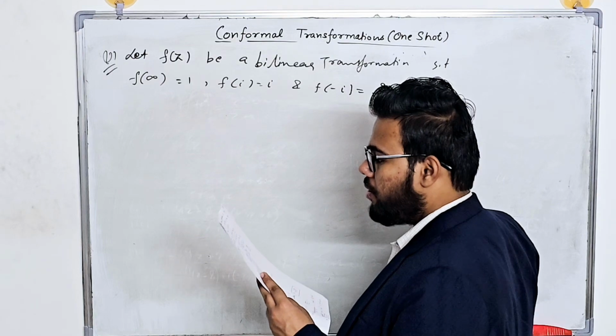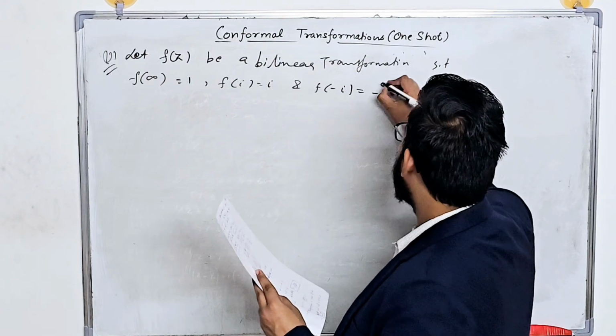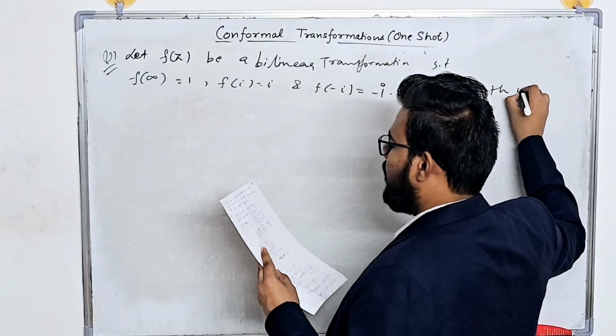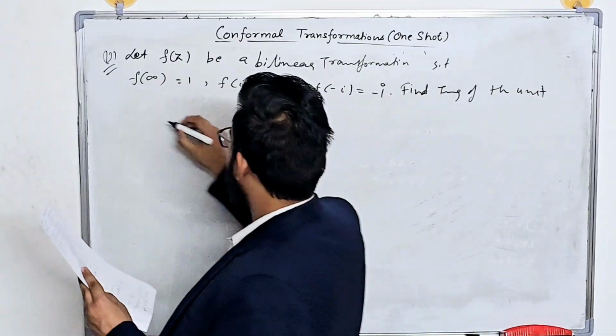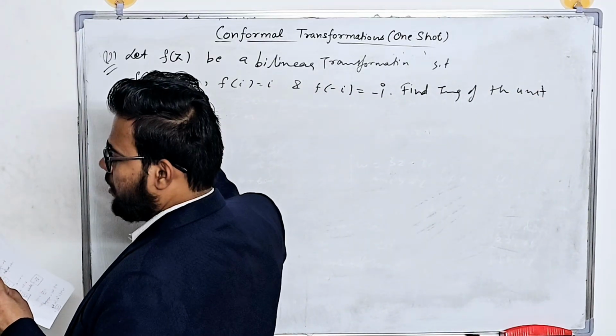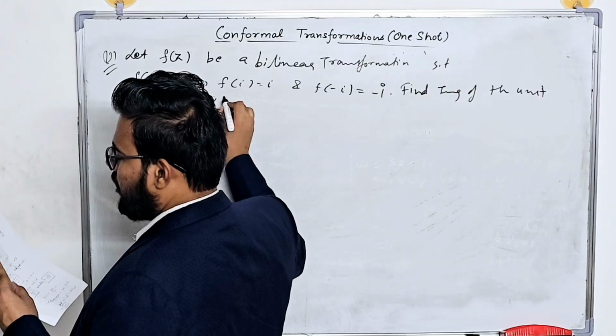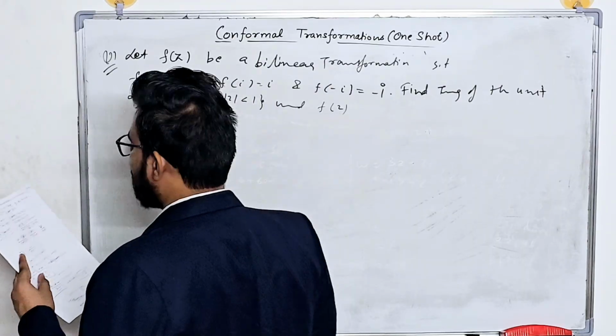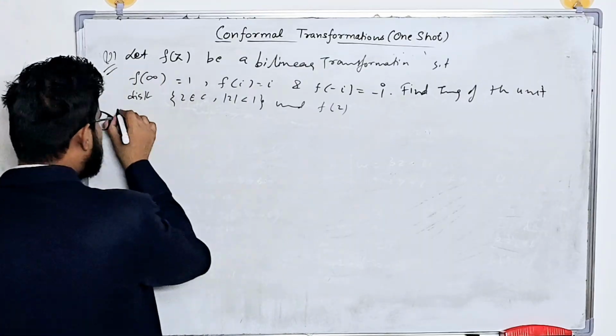and we have to find the image of the unit disk, z belongs to C such that |z| is less than 1, under f(z). Okay, so we have to find this. Let's see the solution.